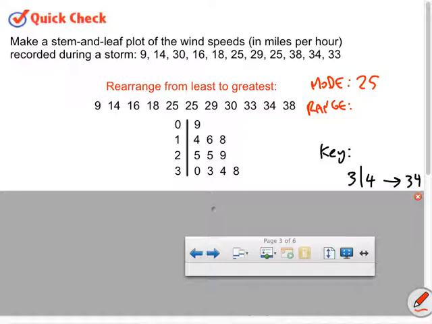Are you sure it should have been 33? 38. Okay, very good. Because 38 is the what? Do you remember what we call 38? The largest one? It's not the largest. Use the right word with an M.